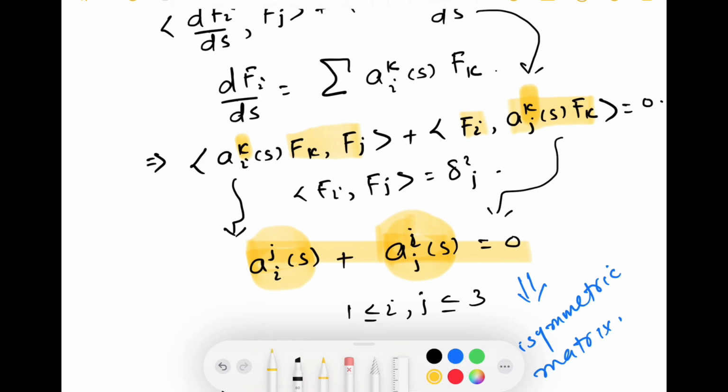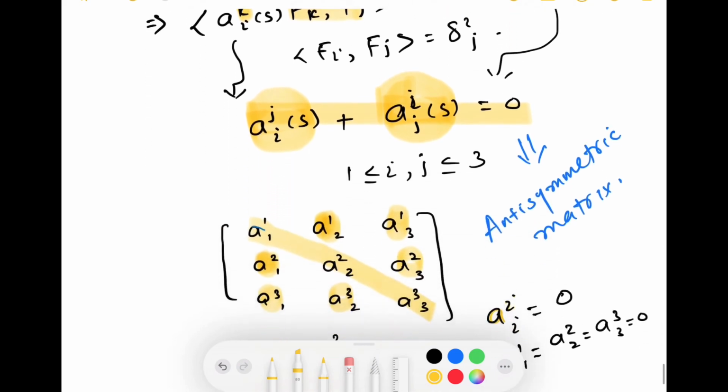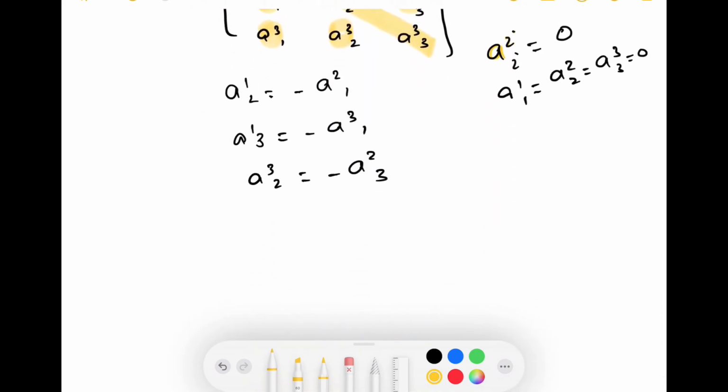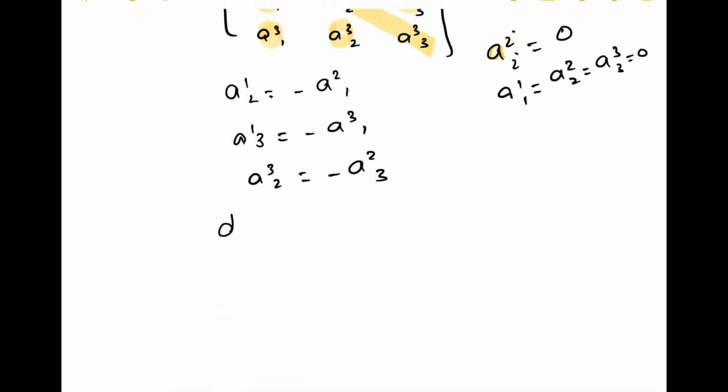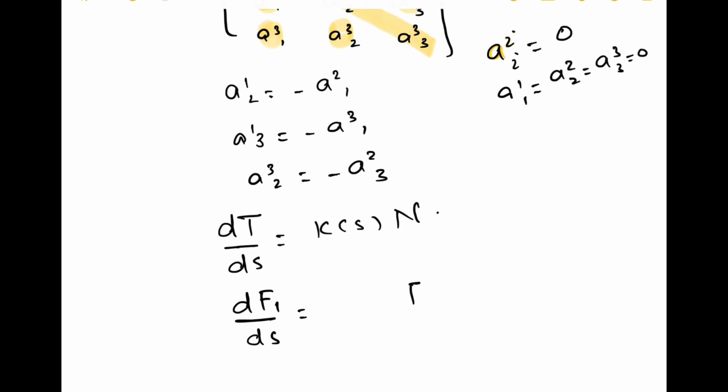I have this expression over here. This expression says that df_i by ds is equal to a_ki f_k, and I already know that dt by ds is actually equal to kappa(s) n. That means df1, because t is f1, by ds is equal to kappa(s) n, and n is what? n is actually f2, and I have here a21.